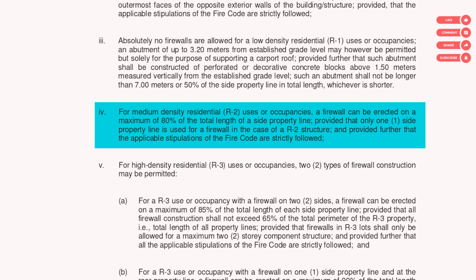So choose one side. When I say side, we mean either the left or the right side. No, bawal yung sa front, bawal yung sa rear. Either the left or the right. Pili ka lang. Choose one, and don't occupy more than 80% of the site property land.